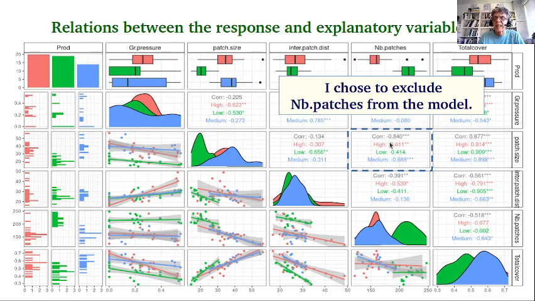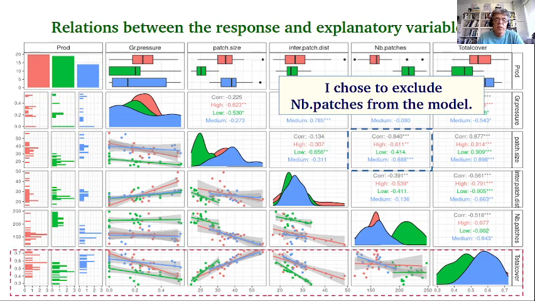They have a very high negative correlation, and therefore I'm going to exclude the number of patches from the model. This choice is by and large arbitrary. If you work in landscape ecology, for instance, you may choose the variable to exclude in a different manner than I did. The lower row shows us the relationship between the response variable in the vertical axis and the different explanatory variables in the horizontal axis.